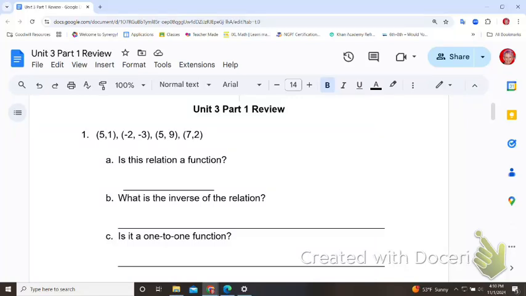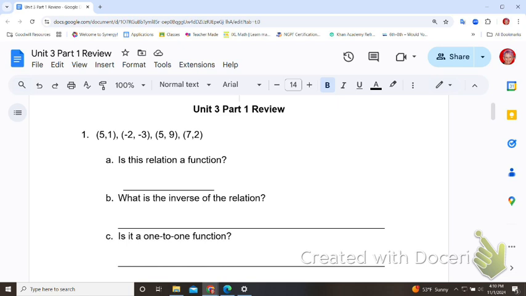Okay, so this is a review for the first part of Unit 3. Some of this should be a review from Algebra 1, but not all of it, so heads up. So first off, it asks, is this relation a function? So relation is just any set of ordered pairs. Is this relation a function?